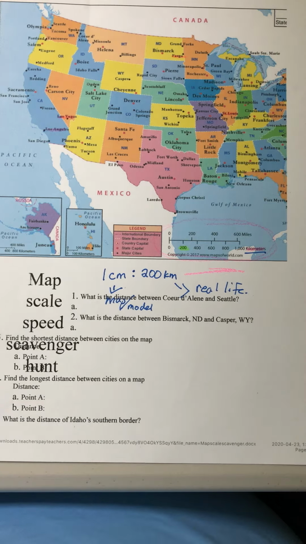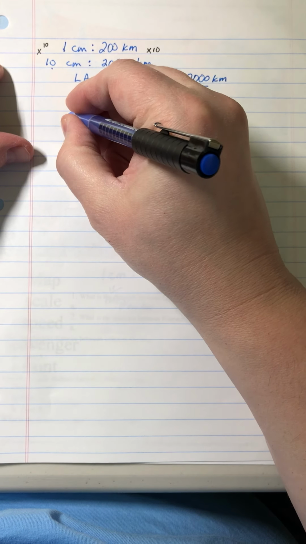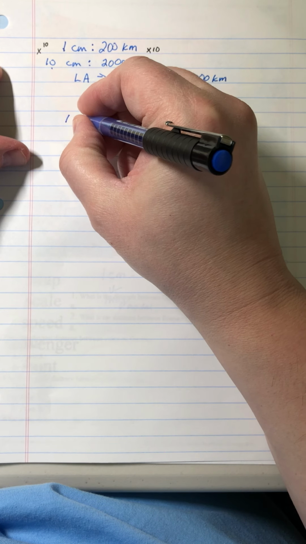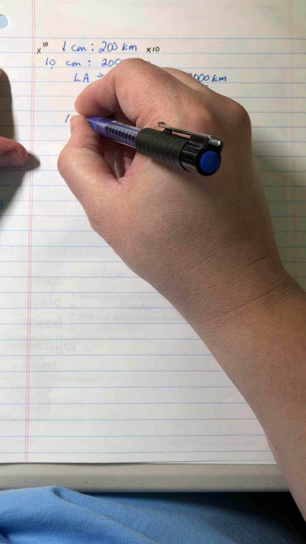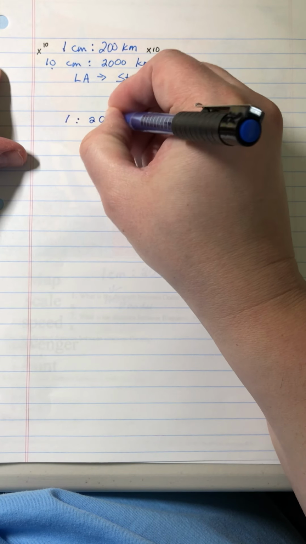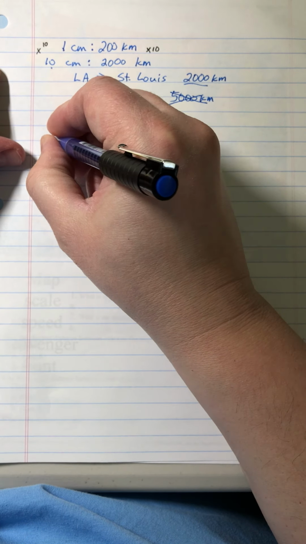Now some of you will be able to just do this in your head real quick, but if you're still kind of confused, always go back to the original ratio. 1 to 200. So I measured 8 centimeters.